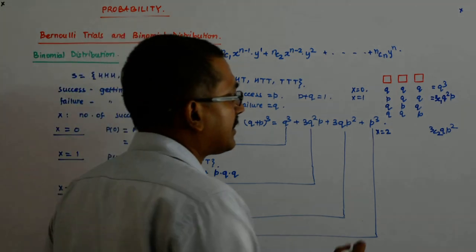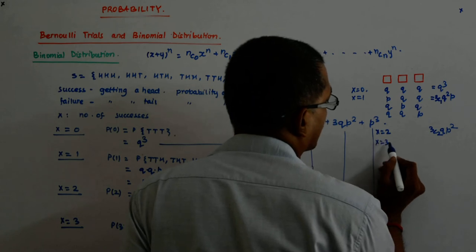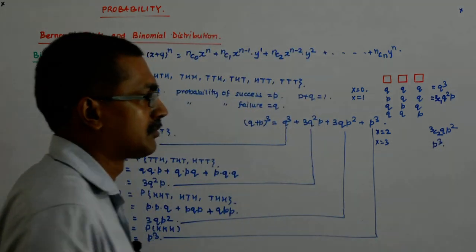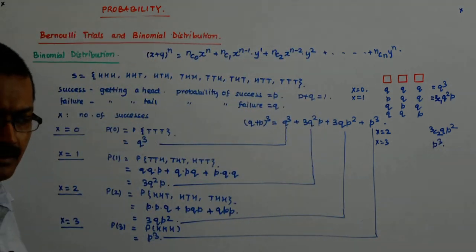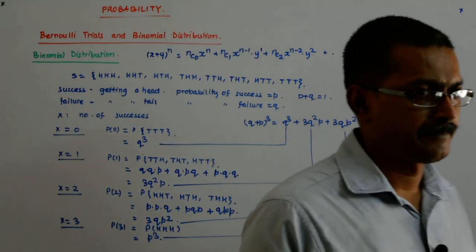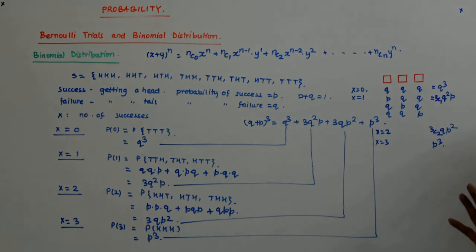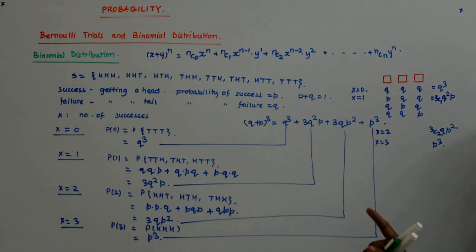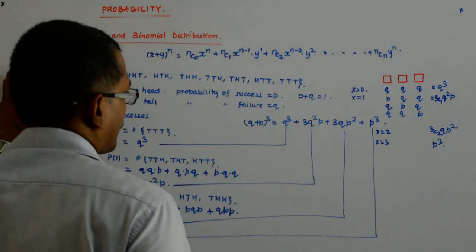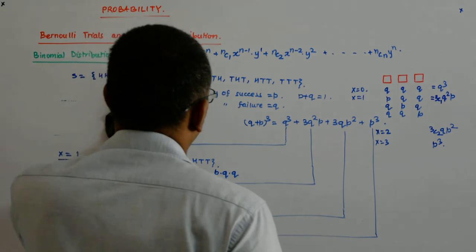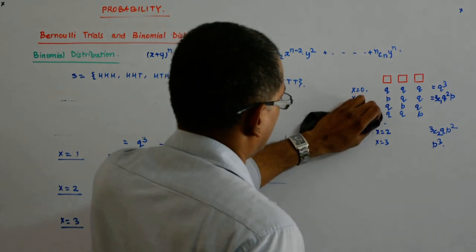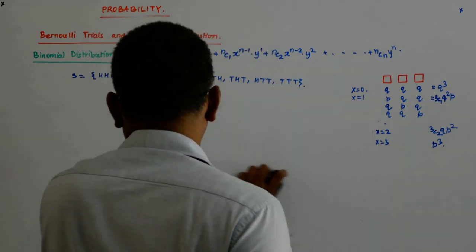Correct. And then the last one is all PPP, so there's only one way, so P cube. Okay. So now, you have written this? No, should I erase this? Look. So I come to this. This was only 3.